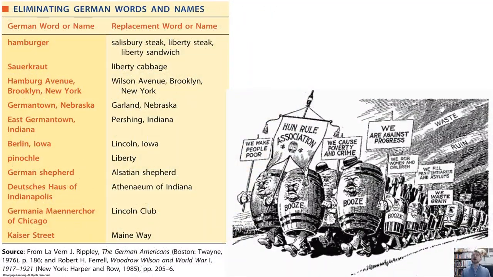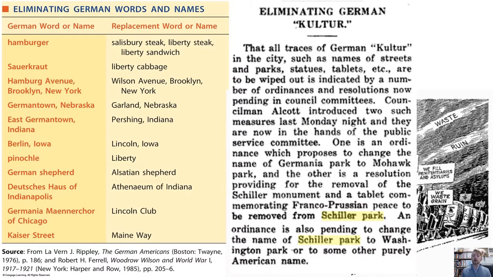The hatred of Germans extended to the taking away of German words and German names. You can't have a hamburger anymore. It's got to be a Liberty steak. No sauerkraut. It's got to be Liberty cabbage. Places with German in their name changed it. Here in Columbus, we can't have Schiller Park in German Village. It needs to be something purely American because we don't like those Germans. If your name was Johann Schmidt, you probably became John Smith during the war just to avoid getting beat up.